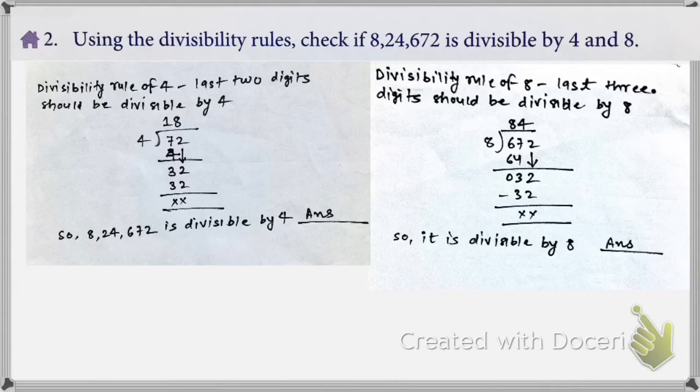So you can write that this number is divisible by 4 and this number is divisible by 8. That is what we had to check: whether the number is divisible by 4 and 8 or not. So this is a very easy question. Now let's move to question number 3.